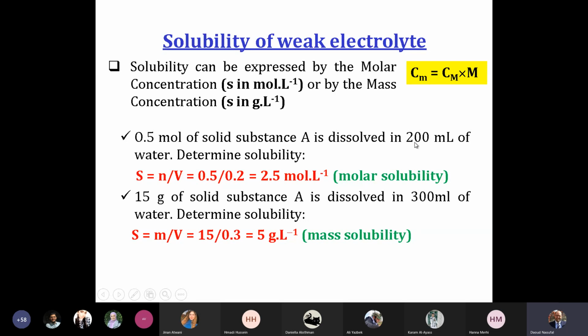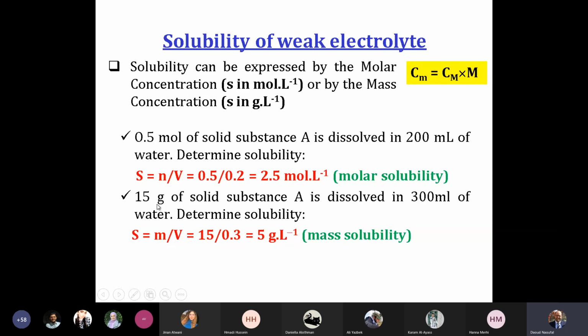The volume of the solution is 200 milliliter of water plus the volume added by the addition of 0.5 mole. But in most cases, when we add solid, we don't change the total volume. So the total volume is, in this case, 200 milliliter. 0.5 divided by 0.2, the solubility is 2.5 mole per liter. What is the meaning of this value? That means in 1 liter of the solution is dissolved 2.5 mole of the substance A.